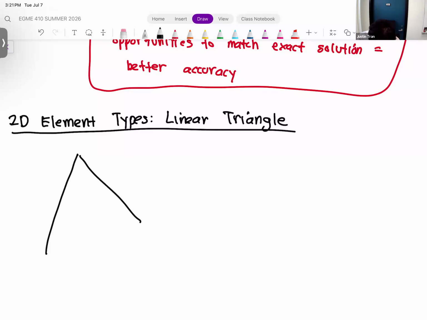So the triangle, you can do this. We have 3 nodes here. So 1, 2, 3. It doesn't really matter which ones you label 1, 2, and 3. We're just counting the nodes. And like I mentioned, every element type has something called a shape function, where the shape function essentially gives you the form of the assumed solution that it's going to take.